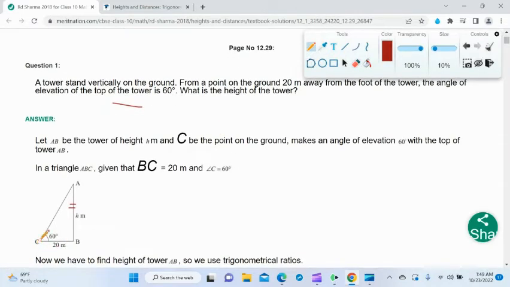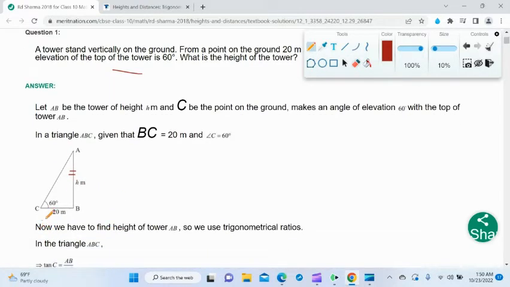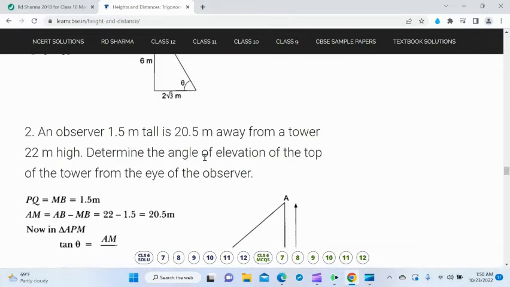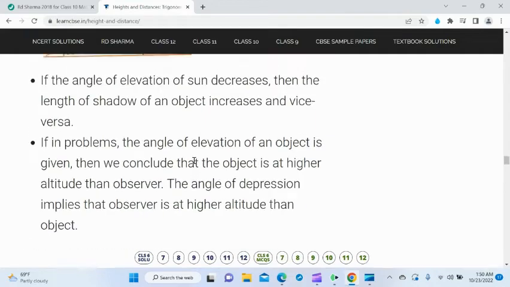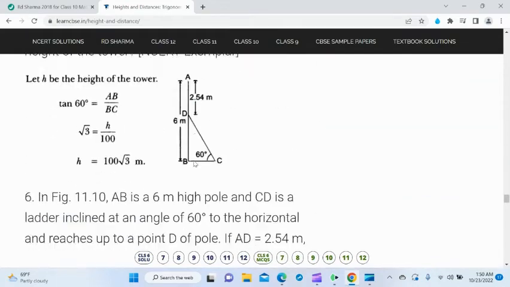Basically it's saying that 20 meters away there is an angle of elevation, and this angle is 60 degrees. It's asking what is the height of this tower. So it is giving the distance of 20 meters and also the angle. I have already told you the formulas that we have to remember. Basically, to solve all the problems, we need this formula.